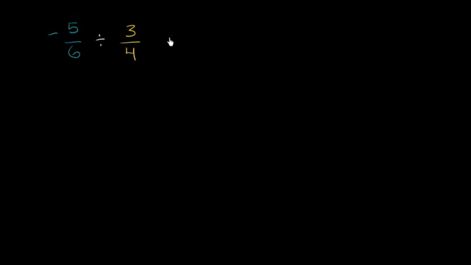So this is going to be the exact same thing as negative 5/6 times the reciprocal of 3/4, which is 4/3. I'm just swapping the numerator and the denominator. So it's going to be 4/3. And we've already seen lots of examples multiplying fractions. This is going to be the numerators times each other.